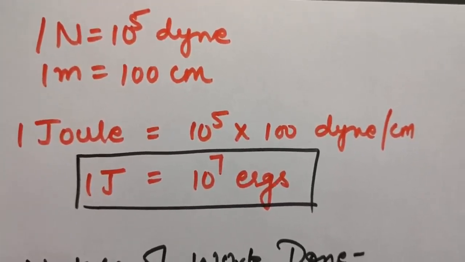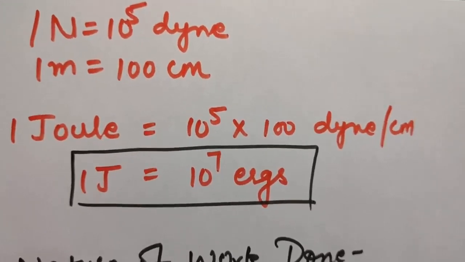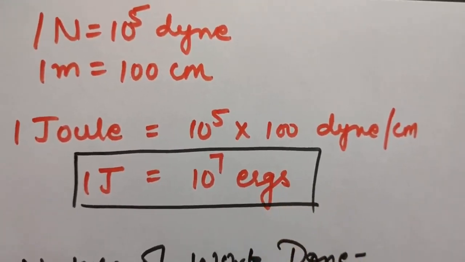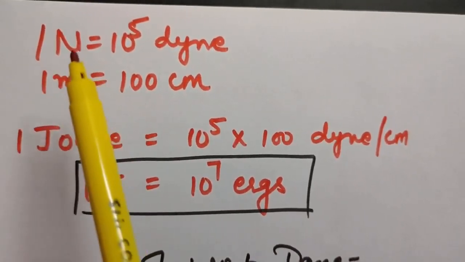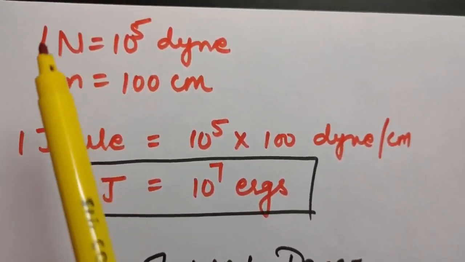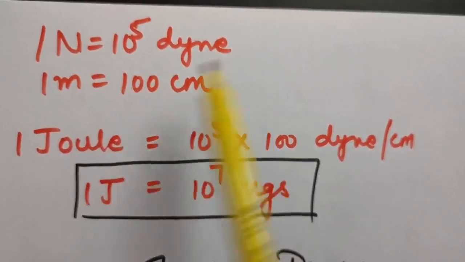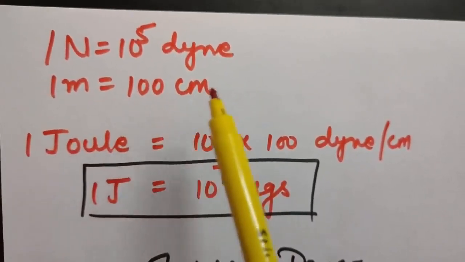Now, if we talk about the CGS unit of work, that is ergs. So let us derive a relation between joule and ergs. Okay, so 1 Newton, as you have done in earlier classes, is 10 to the power 5 dyne and 1 meter is 100 centimeters.